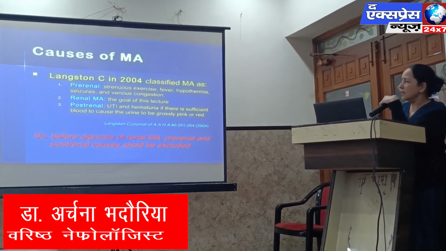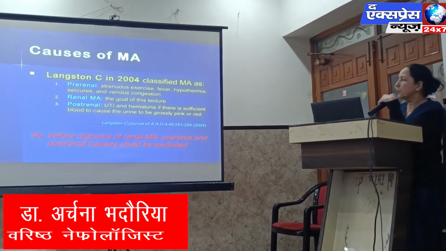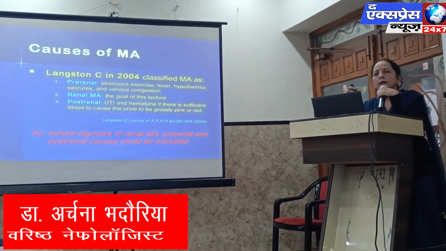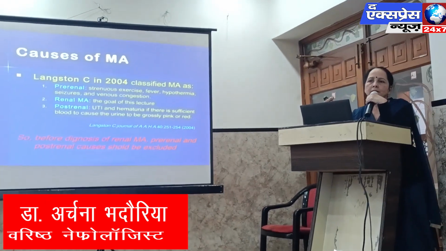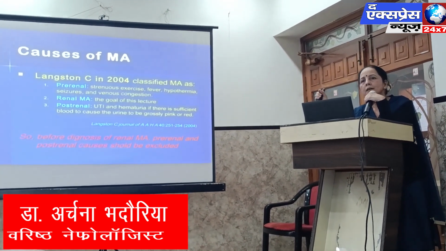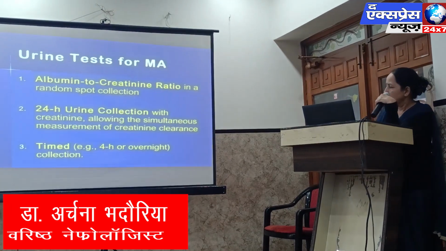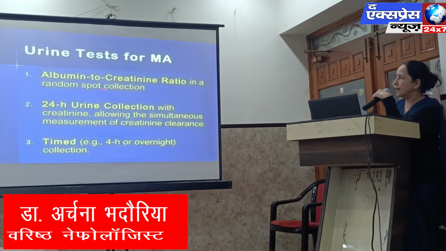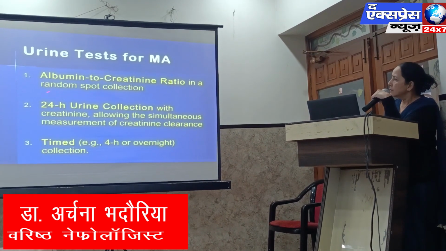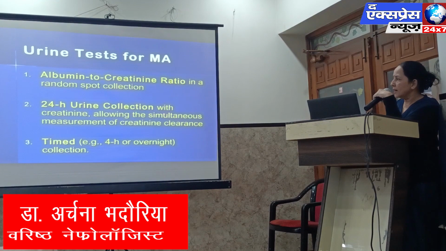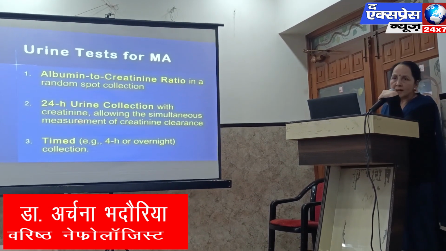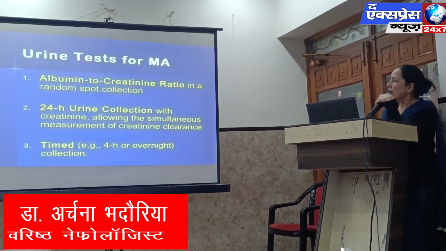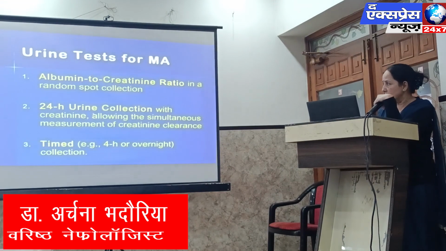So before diagnosing renal microalbuminuria, pre-renal and post-renal causes should be excluded. If we examine a febrile person and do his urine, it comes to be traced, then we needn't be alarmed; we have to wait for the fever to subside and then get the test repeated. So these are the different terminologies. Albumin to creatinine ratio in a random spot sample, 24 hours urine collection. This is a gold standard for seeing albumin or 24 hours urine protein, but it is very cumbersome. How do we collect this 24 hours urine?